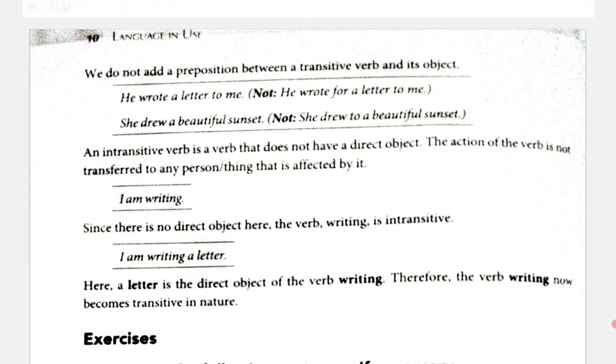Okay. An intransitive verb is a verb that does not have a direct object. Since there is no direct object here, the verb writing is intransitive. I am writing a letter. Here, a letter is the direct object of the verb writing. Therefore, the verb writing now becomes transitive in nature. Okay, so you understood intransitive. Example: I am writing. If you add a thing to it, I am writing a letter, it will become a transitive verb.